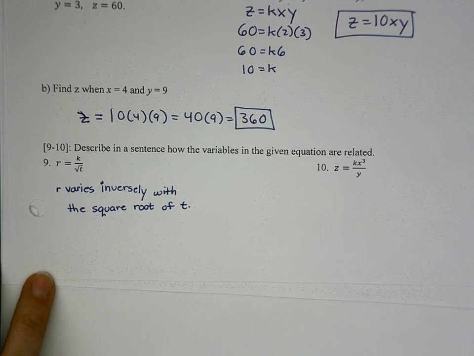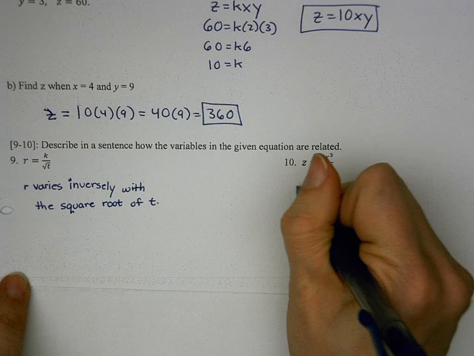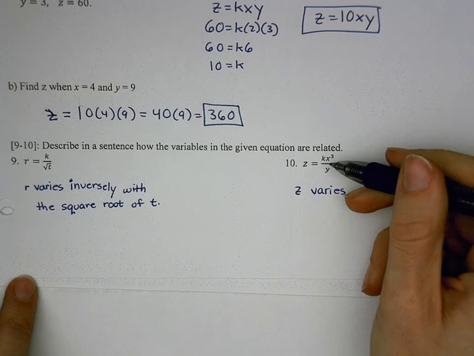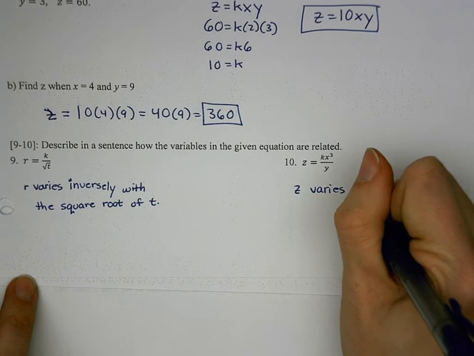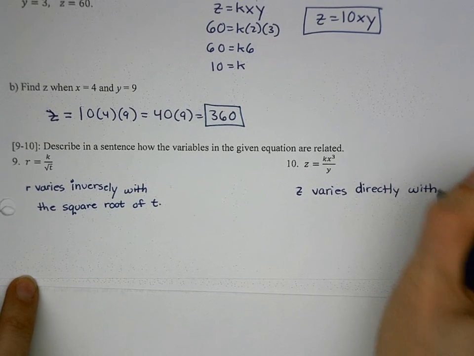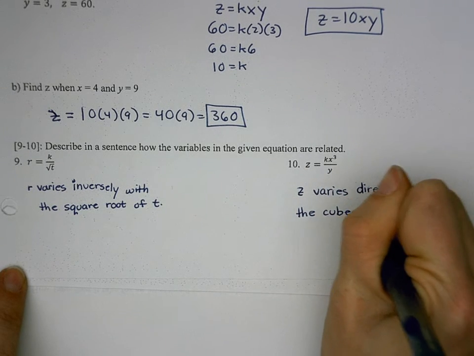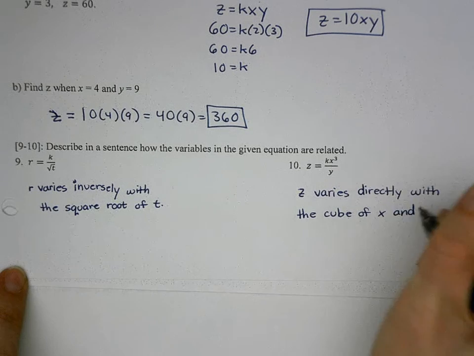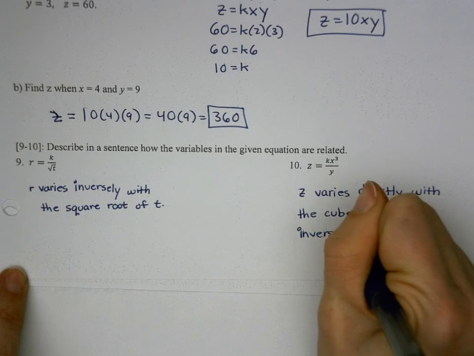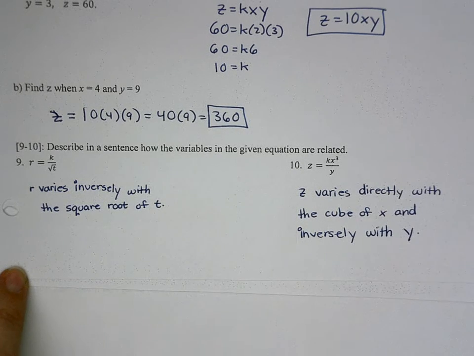Okay, number 10, pause it if you're going to. Number 10, we have z varies. And then you look at the top first, we have directly or jointly. We've got one variable, so this would be directly with the cube of x. And we've got a division, so we have inversely with, and then y is down there, so it'd be y. And those are your sentences.